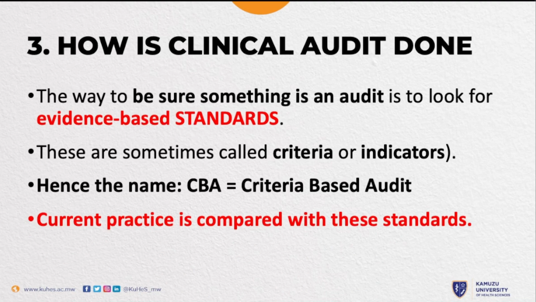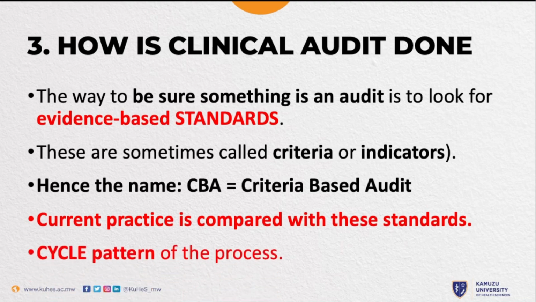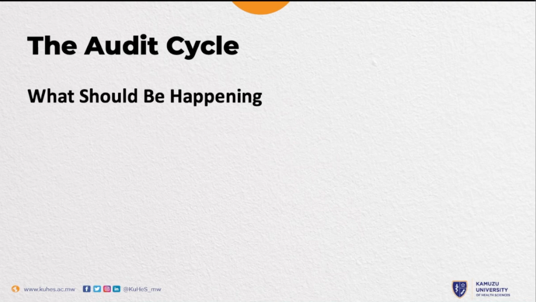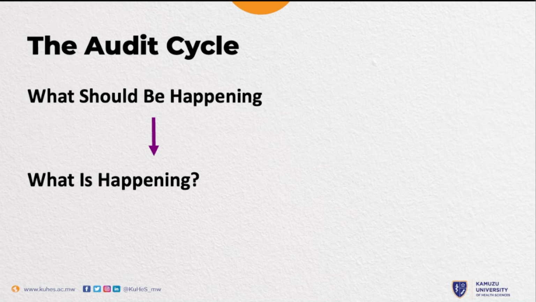Now you compare the current practice, what we are doing now, to those standards. Okay, and it is done in a cyclical pattern. It's a cycle that you're going to do, and this is an example of a cycle. So you start by asking what should be happening here in my ward, in my health center, in my hospital, in my department, and you now look at what is happening now. What is happening? All right.